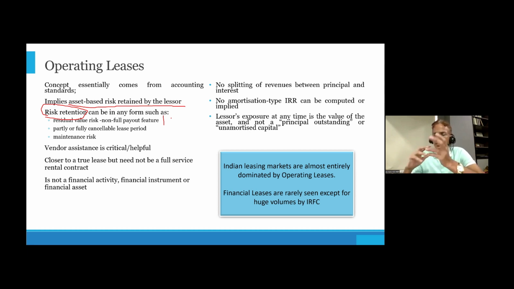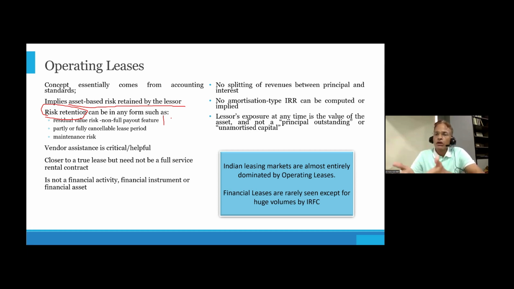So either way, if it introduces cancelability risk, that would mean the lessor gets exposed to risk of residual value, which is quite obvious. If the lessee chooses to cancel the lease, that would mean the lessee would return the asset. And the moment the asset comes back, there will be no further rentals to come. That would mean the lessor is now exposed to the value of the asset. So cancelability risk and the risk of residual value are actually two aspects of the same risk.